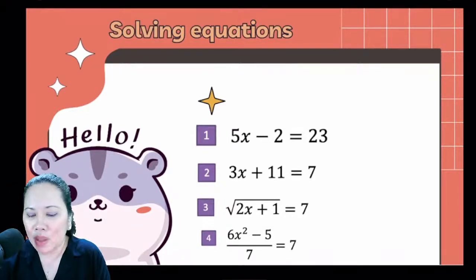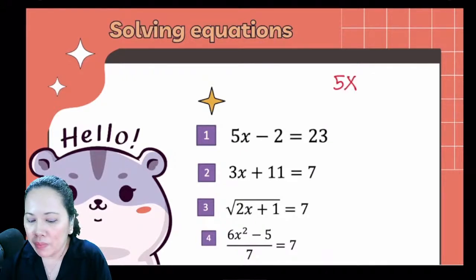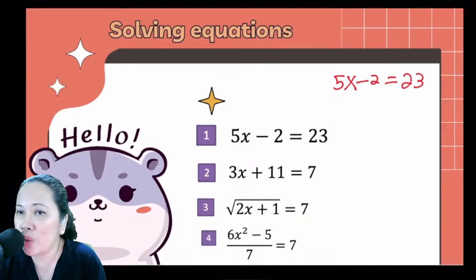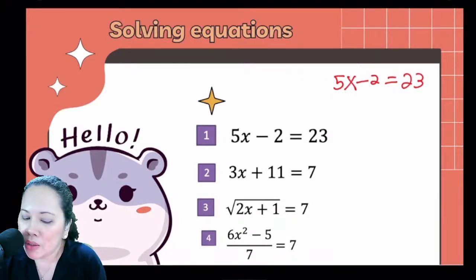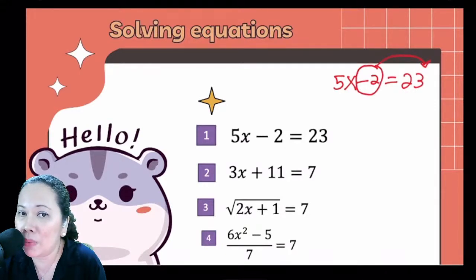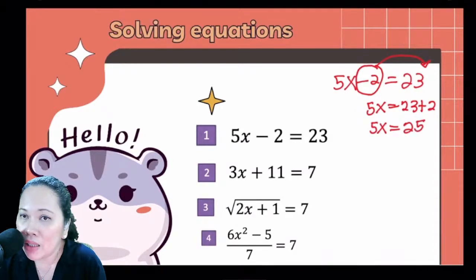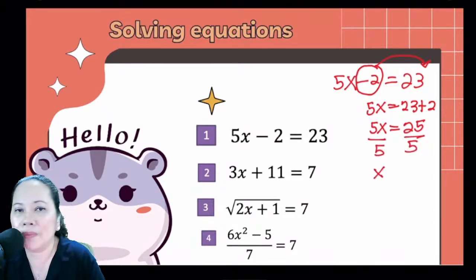Okay? So we start with number 1. Okay, so it's 5x minus 20, minus 2 equals 23. So the first step is you transfer minus 2 to the other side of the equation. Since that's minus, when you transfer it, that becomes plus. So that's 5x equals 23 plus 2. That's 5x equals 25. And then you divide both sides by 5 so that you will get only x on one side.